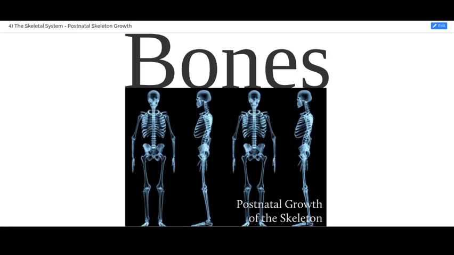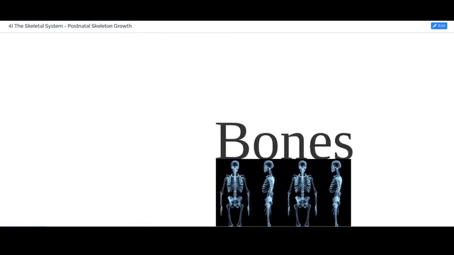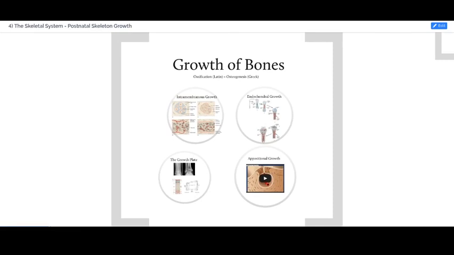To continue talking about growth processes in the skeleton, we're going to look at those processes associated with postnatal growth. We are still considering the growth processes of bone. The two that we're going to think about now have to do with, one, how bones get longer from childhood through adolescence, and also how bones change in their shape over the course of the entire bone's life.